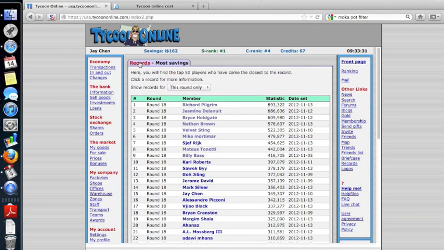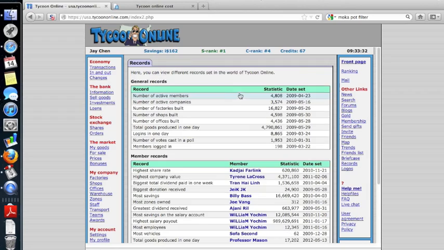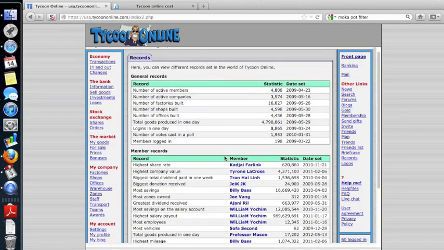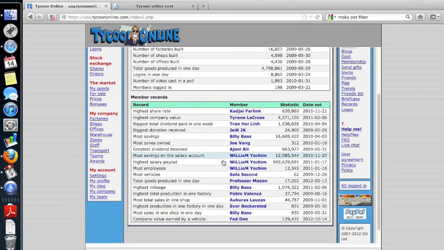One thing I forgot to mention about the records page: the records page updates every single day at 23:50, so right before midnight. So actually, all right. What else is there?